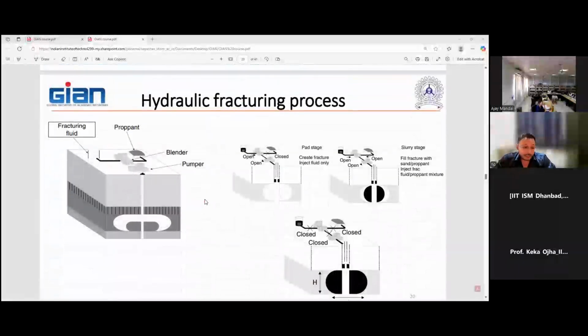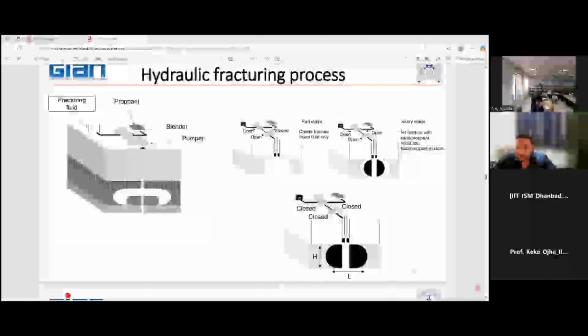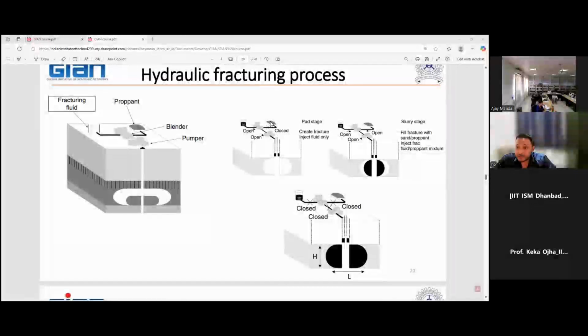Now let's go back into discussing the hydraulic fracturing. So as Madam mentioned before, the first part of the hydraulic fracturing is what? We just pump, everything else is closed. We just pump the fluid, the pad fluid, which is called the pad stage. And then we get the entire length of the hydraulic fracture.